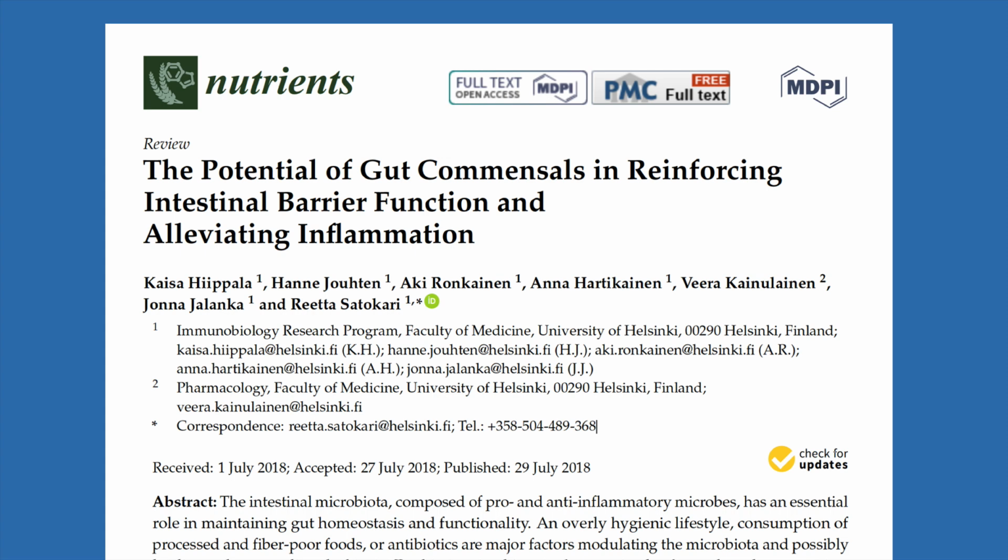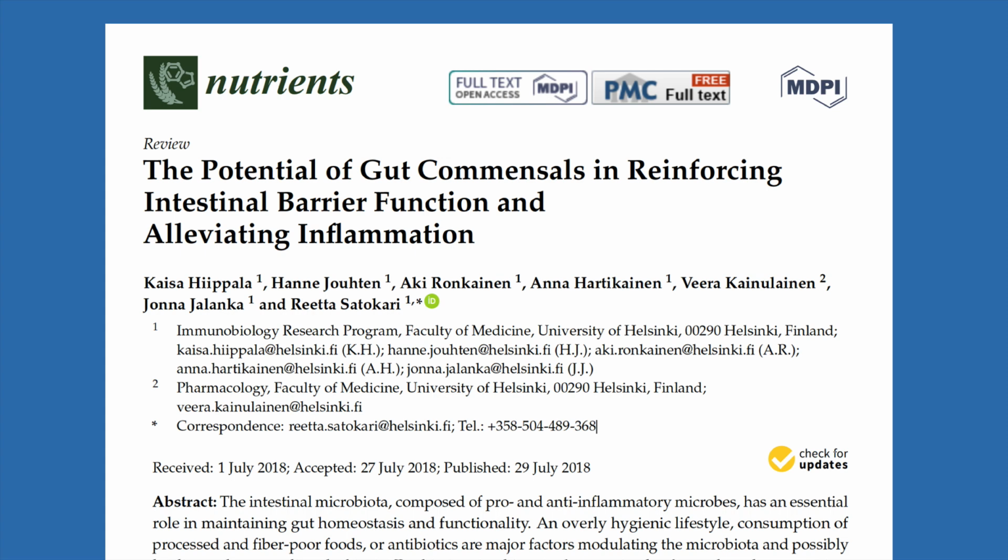So this is an article that discusses some of what's known about Faecalibacterium along with other beneficial commensals that are recognized as either keystone species or generally important for the microbial ecosystem and impacts on health. The title of this article is The Potential of Gut Commensals in Reinforcing Intestinal Barrier Function and Alleviating Inflammation. So right there that summarizes two of the well-known potential relationships of Faecalibacterium to health. It's known to promote the health of the intestinal barrier as well as to reduce inflammation. I'm going to go through a few more take-homes from this particular article, but just wanted to emphasize it here.